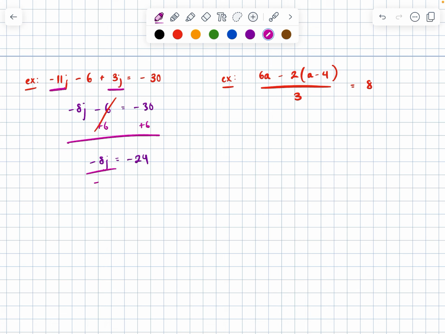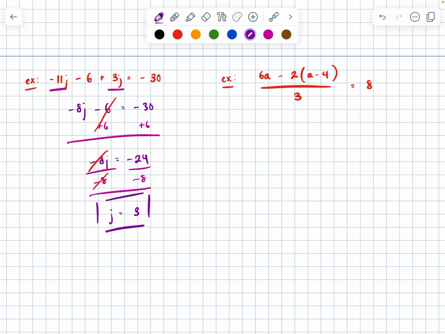And then here, j is connected to negative 8 by multiplication. Undo it with division. These friends undo each other. And then this friend is equal to negative 24 divided by negative 8. Negative divided by negative is positive. 24 divided by 8 is 3. So j should be 3.